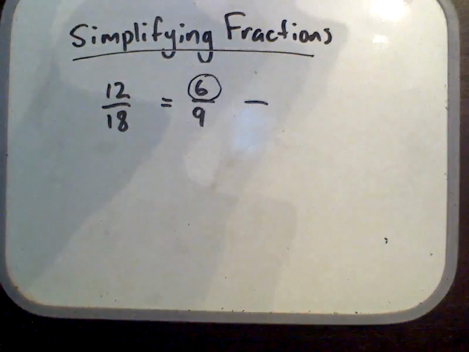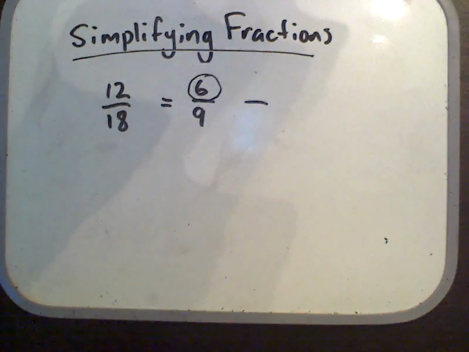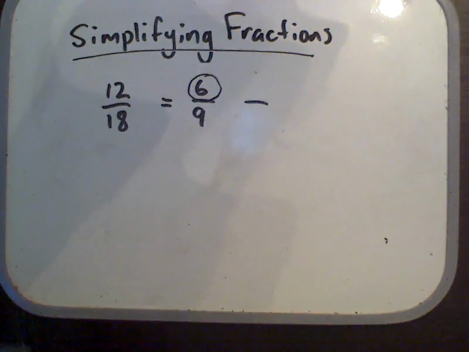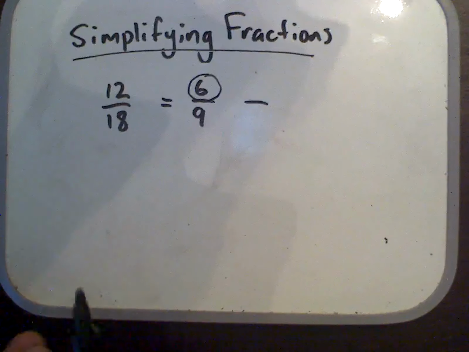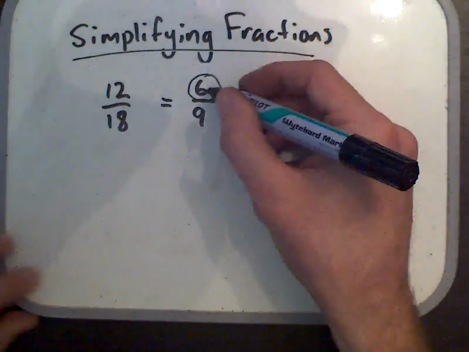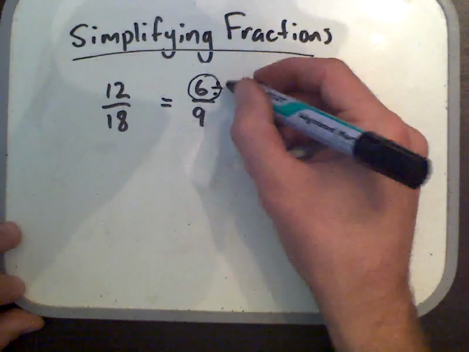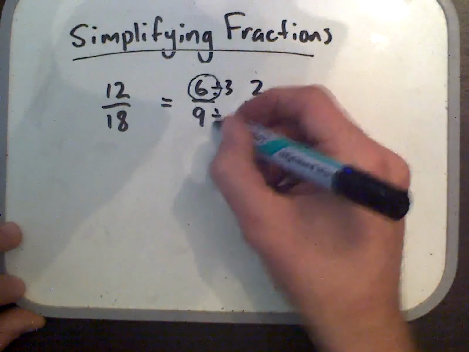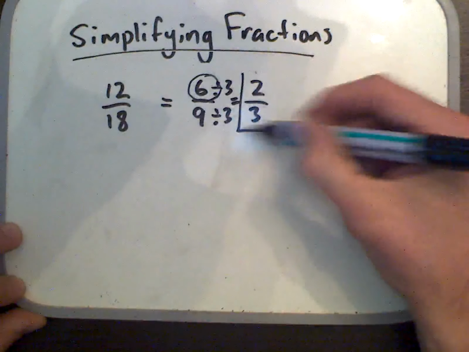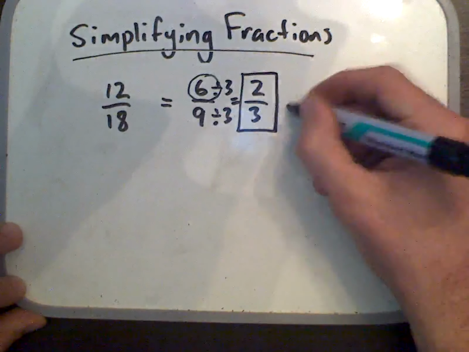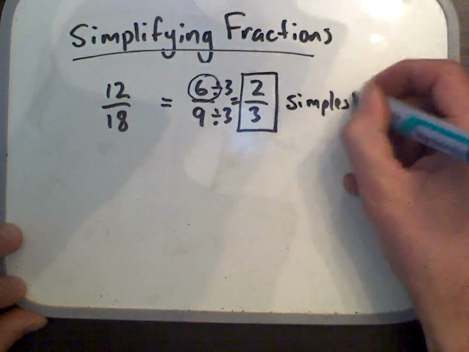Now what numbers go into 6? 1 definitely goes into 6, but that's not going to make it any smaller. 2 goes into 6, 3 goes into 6. Now, out of those numbers 1, 2 and 3, what goes into 9? 2 definitely doesn't go into 9, and we don't want to use 1, so 3 goes into 9 as well. If we divide 6 by 3, we'll get 2. If we divide 9 by 3, we'll get 3. So there is our fraction in its simplest form.